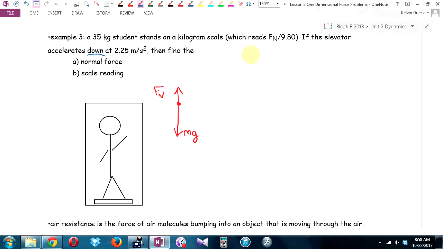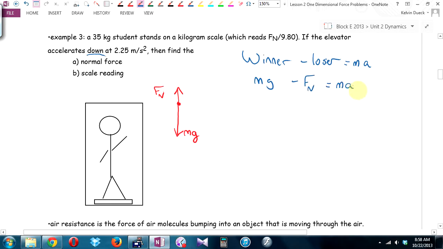So again, we're going to go back to our winner minus loser equals MA. We're going to say this is going to be gravity minus normal force equals MA. What did part A want us to find? Sanj, what did part A want me to find? That. How could I get that by itself?